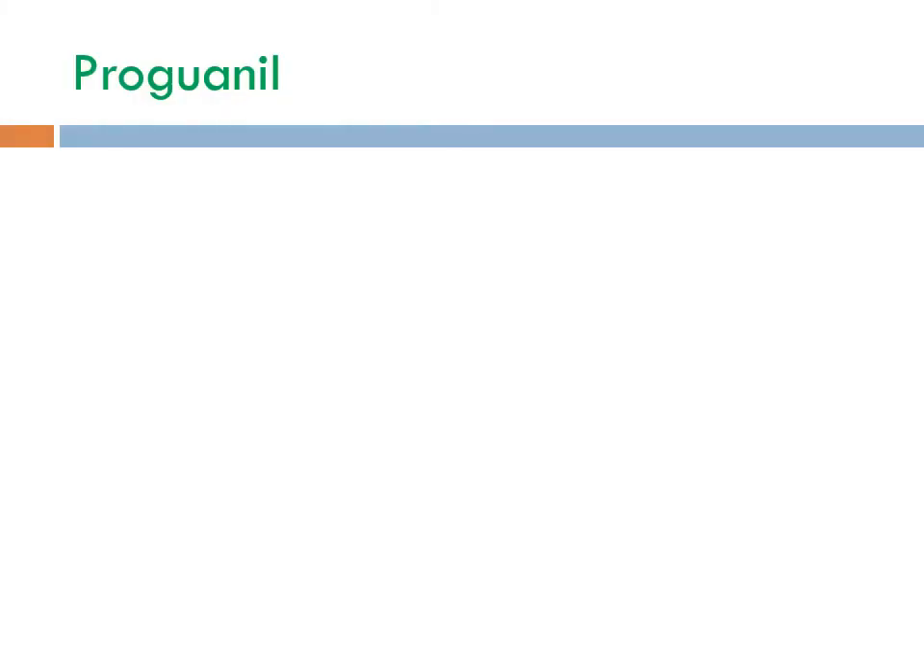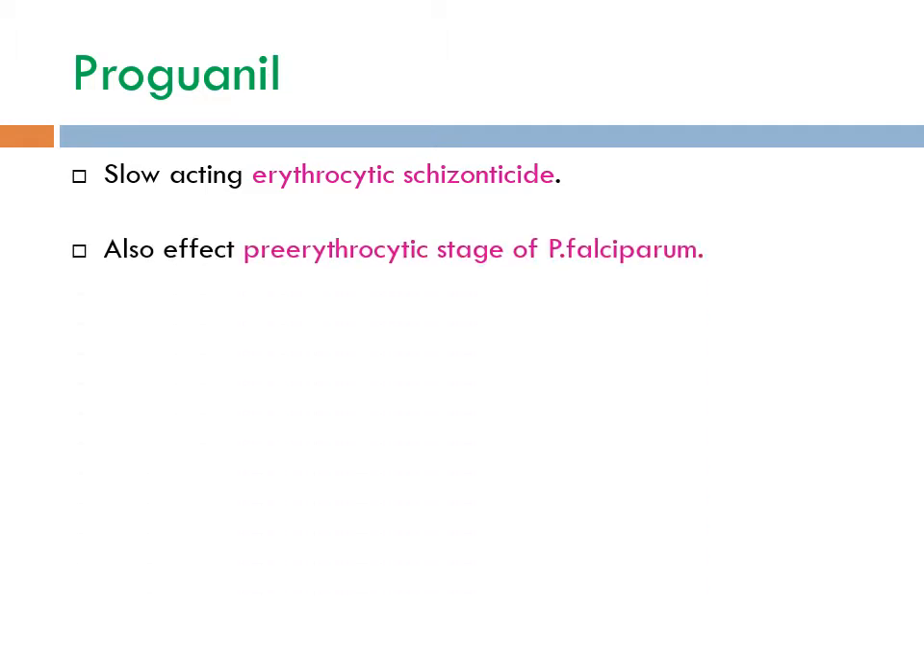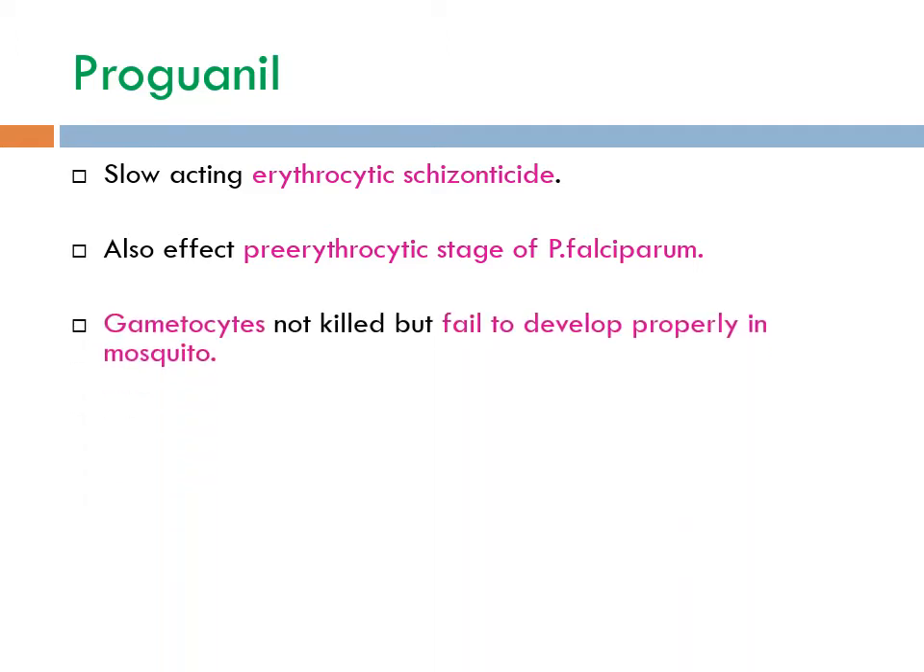First drug is proguanil. It is slow-acting erythrocytic schizontecide for both P. falciparum and P. vivax. It also inhibits the pre-erythrocytic stage of P. falciparum. Gametocytes which are exposed to proguanil are not killed but may fail to develop properly in mosquito.